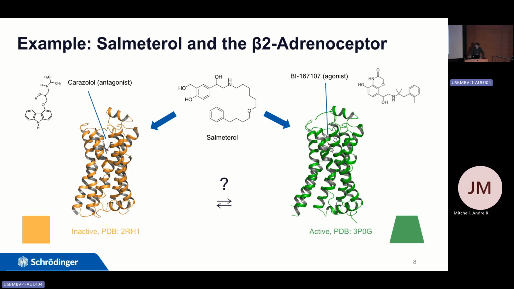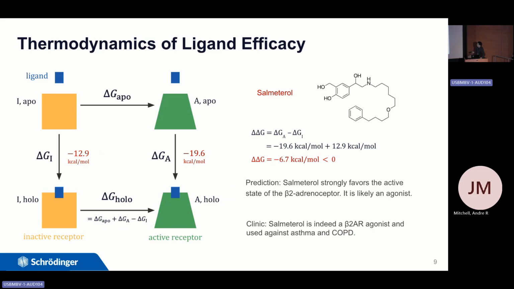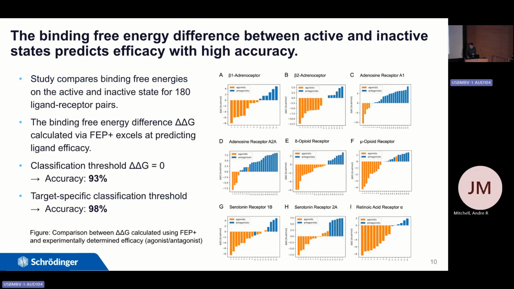affinity. And according to our calculation, this molecule interacts with the active state of the protein more favorably by about 6.7 kcal. So our model predicts this molecule is a strong agonist. And indeed, experimentally, it is a beta-2 agonist used to treat asthma. And we have collected a large number of systems with experimentally determined functional response on a diverse set of ligands. And then we run the same ABFE to calculate the interaction affinity between each ligand with the 2 receptor conformations.